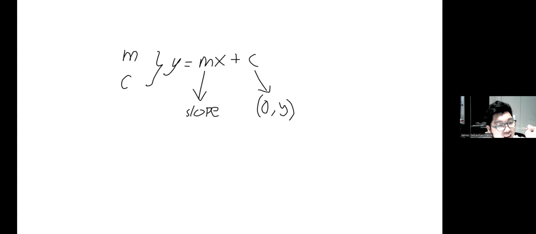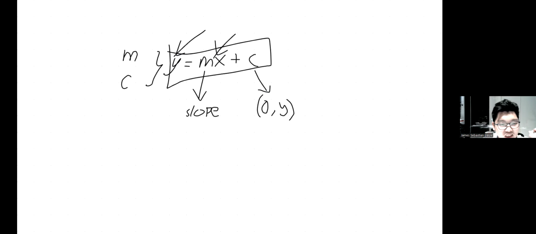By substituting the coordinates of the point given, usually they will give you one coordinate which lies on the line, and that will be enough given the gradient to substitute everything, and you will get your y-intercept, and this will allow you to get the equation of your line.